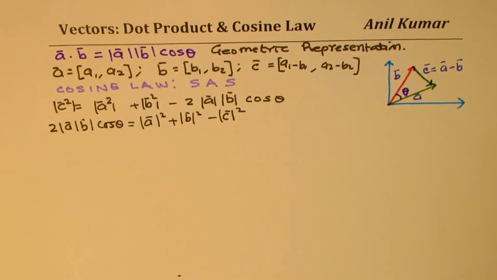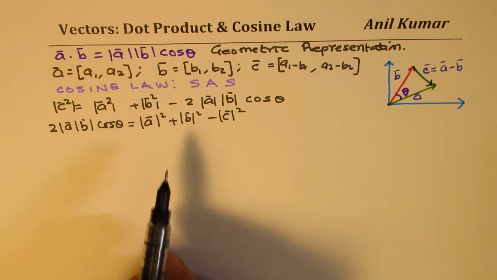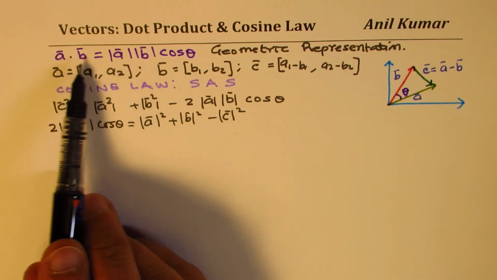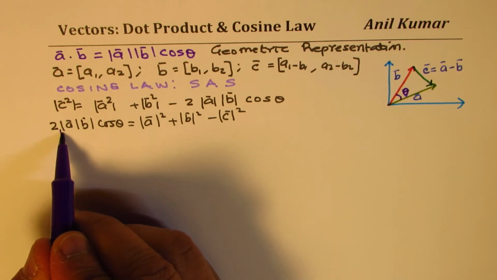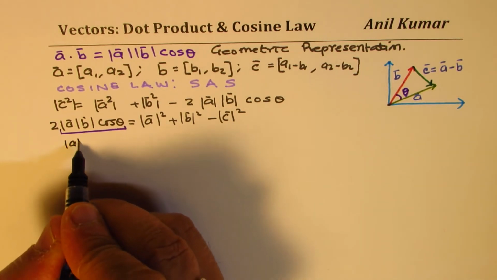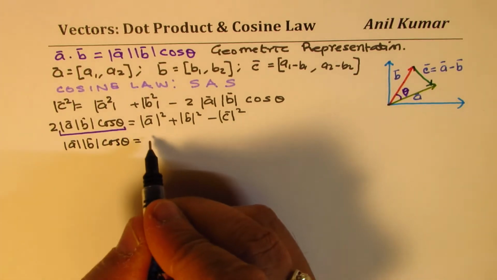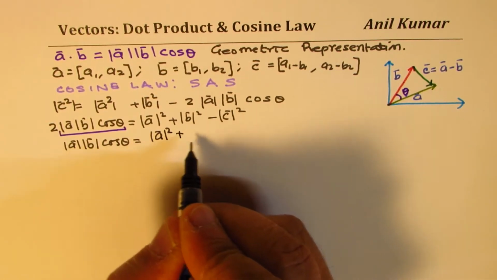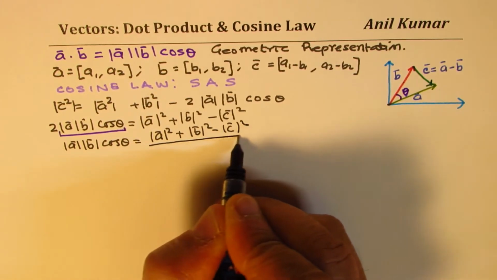Correct? Now, we can actually take 2AB in the denominator, but since we know that A dot B is AB cos theta, what I will do here is retain AB cos theta on the left side and see what it is. So now I could write this as magnitude of A times magnitude of B times cos theta is equal to magnitude of A square plus B square minus C square, over 2.